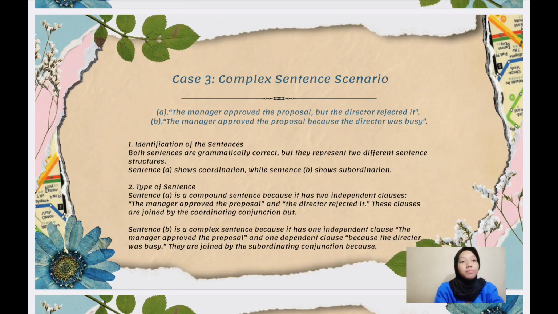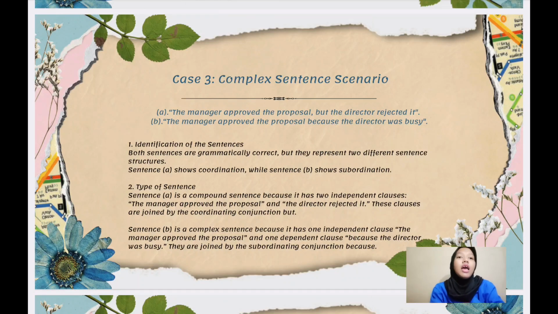There are 2 examples here. A. The manager approved the proposal, but the director rejected it. B. The manager approved the proposal because the director was busy. Both are grammatically correct, but they represent different sentence types. Sentence A is a compound sentence because it has 2 independent clauses joined by the coordinating conjunction but.